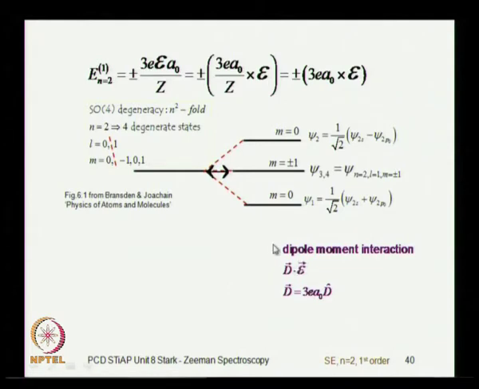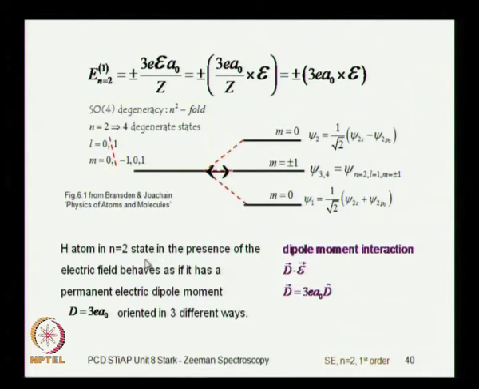And for the n equal to 2 state, the hydrogen atom in the excited state, it behaves as if it has a permanent electric dipole moment, which is given by 3 e a0. So, that will be the value of the dipole moment for the hydrogen atom in the excited state. For the ground state, of course, there is no Stark effect and the corresponding dipole moment would be 0. So, there is no permanent dipole moment for the hydrogen atom in the ground state, but for the first excited state, which is n equal to 2, it does have a permanent dipole moment.